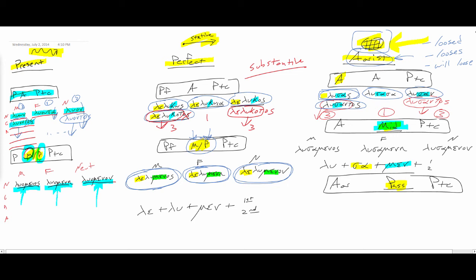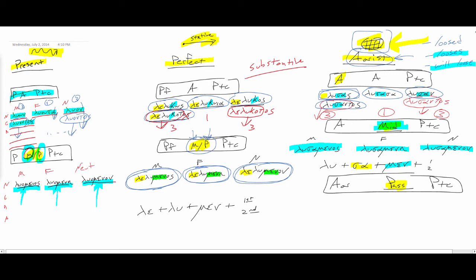So again, giving a substantive translation, imagining the article is with each of these, how would we translate these? Ho lusamenos would be the man who loosed for himself, noting that in another context it could be the man who looses for himself or the man who will loose for himself. The important thing is the simple action, but we're just going to default here. The man who loosed for himself, the woman who loosed for herself, the thing that loosed for itself. That middle idea of doing something in one's own interest.